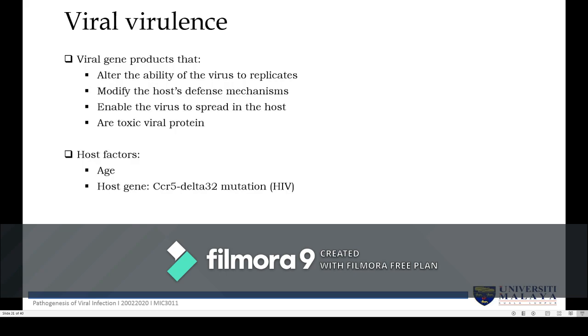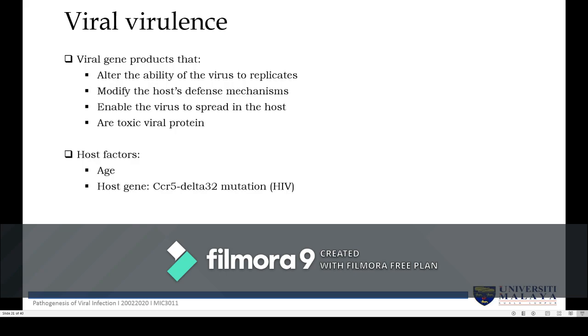For example, host factor number 2 is host genes. Some human individuals have the CCR5 delta 32 mutation. As we know, CCR5 is actually the receptor that HIV binds to, and then it gets into the cells and hijacks the cells to produce more virus. It modulates, meaning it regulates, the immune response. It changes the immune response to favor HIV replication because of the CCR5 receptor.